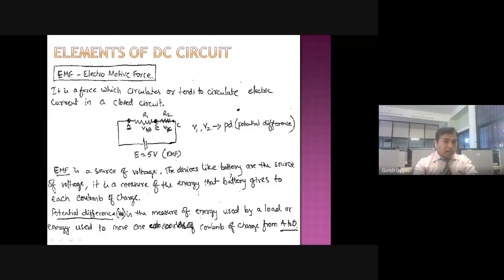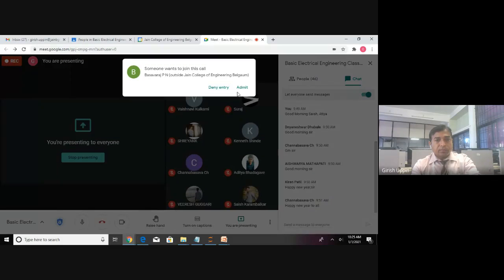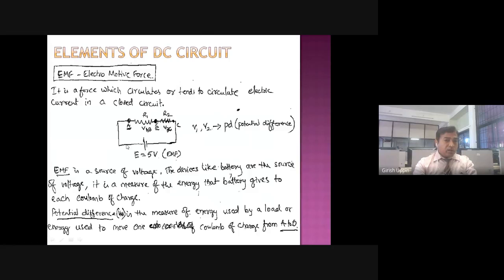And it has the capacity to make the current flow in that particular circuit. It acts as a source. So current will start flowing. It will flow through node A, R1, node B, R2, and C, and back to the negative plate. So that is the EMF source.